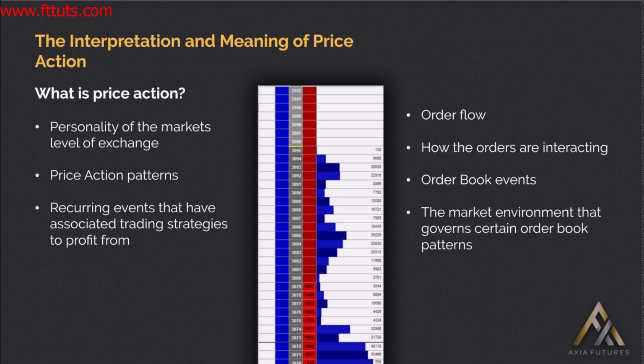And what are the recurring events that have associated trading strategies to profit from? As you consistently watch the ladder day in, day out, watching the price personality and how fast or how slowly the orders are going through the order book, different types of order book events will emanate from the marketplace. An order book event or a price ladder pattern is just a recurring pattern that has occurred in the past, and therefore you have the ability to execute a certain type of trading strategy to profit from it.